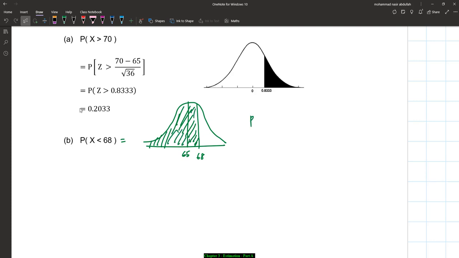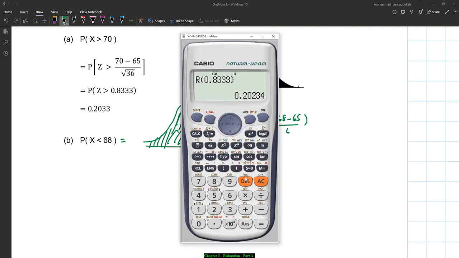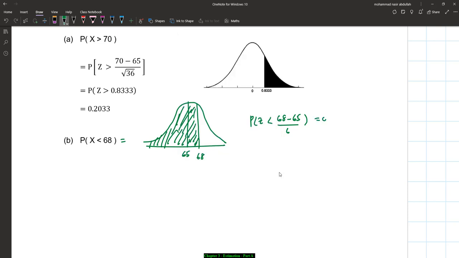So first we convert to Z distribution. Z less than 68 minus 65 divided by 6. 68 minus 65 is 3, so 3 divided by 6, right? 1 over 2, which is 0.5. So the area for Z distribution is 0.5 lah. So this is the area.